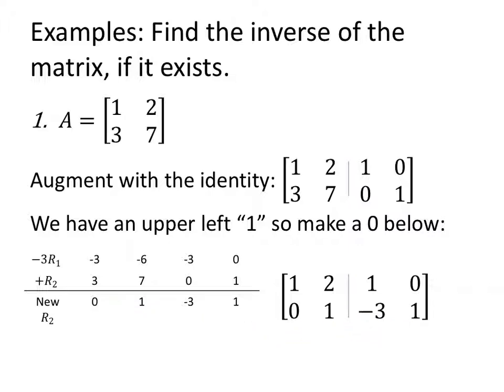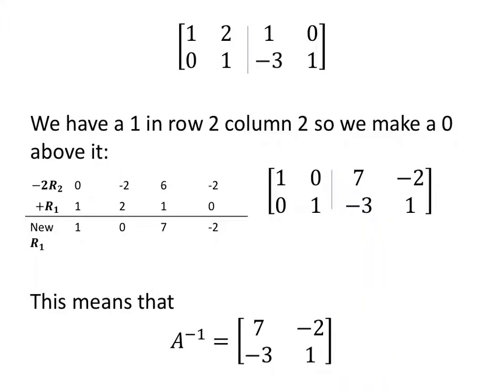Hit pause if you need to check my arithmetic. Always a good idea. Now with our given matrix, we have a 1, we have a 0 below it. We have a leading 1 in row 2, so we need to make a 0 above it. So I'm going to multiply -2 times row 2 and add it to row 1, and I'll cancel out and make a 0 here. -2 times row 2 added to row 1 gives me 1, 0, 7, -2.